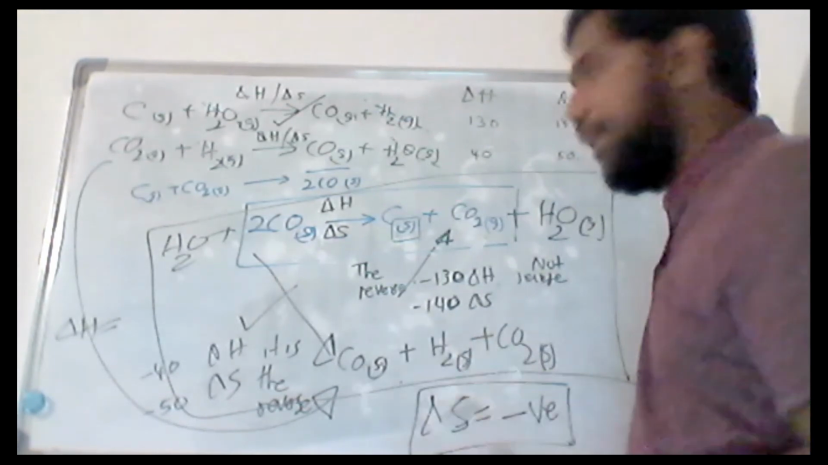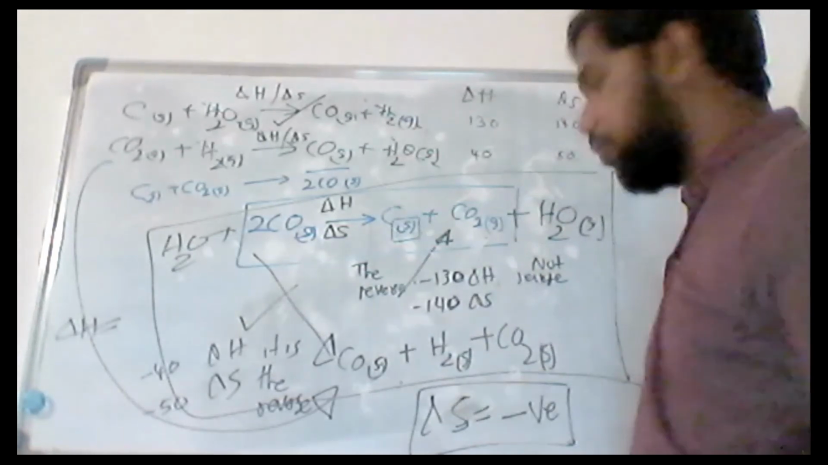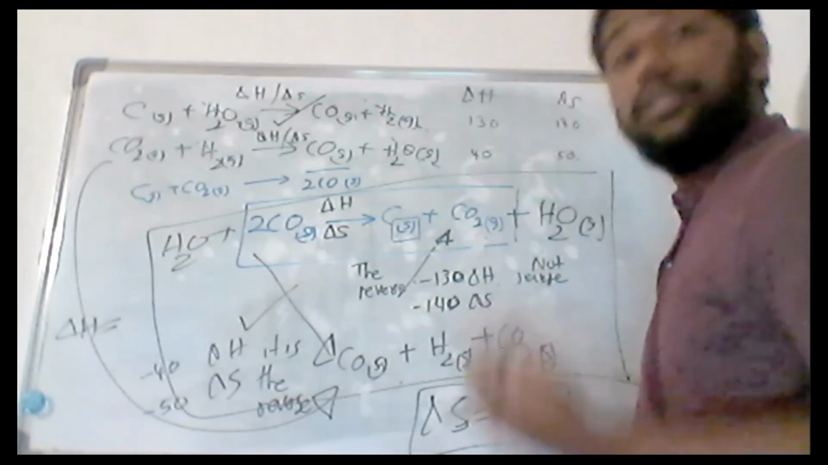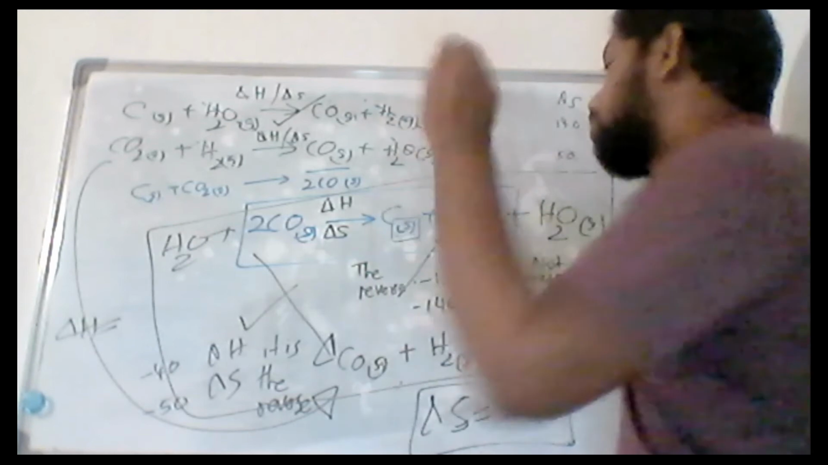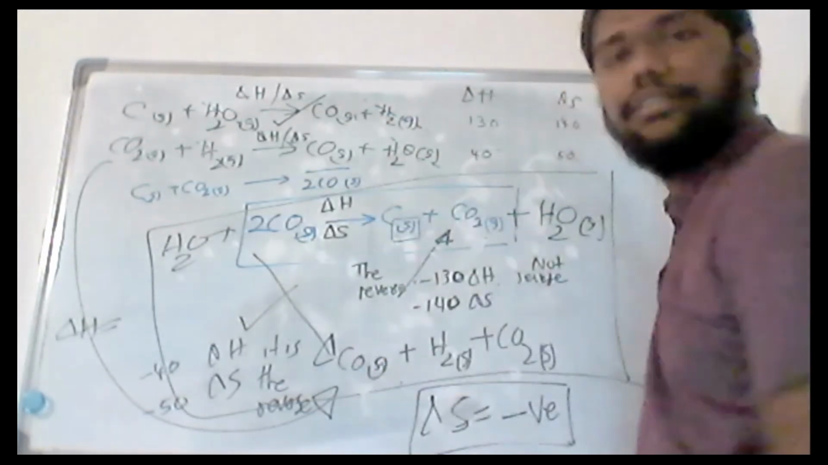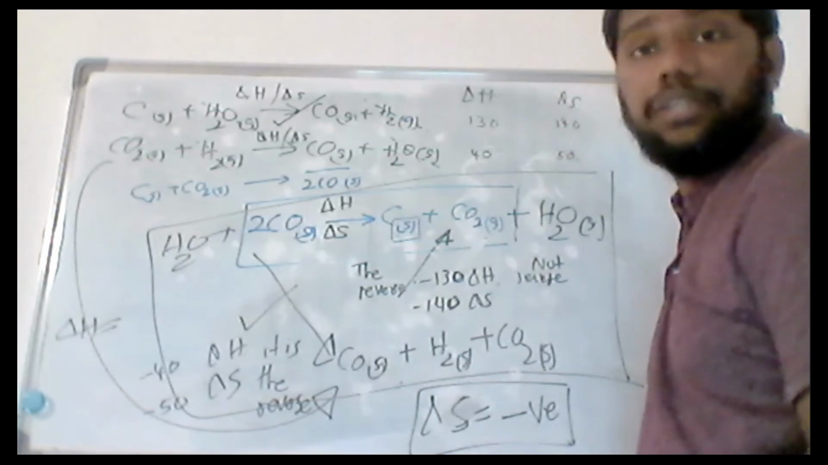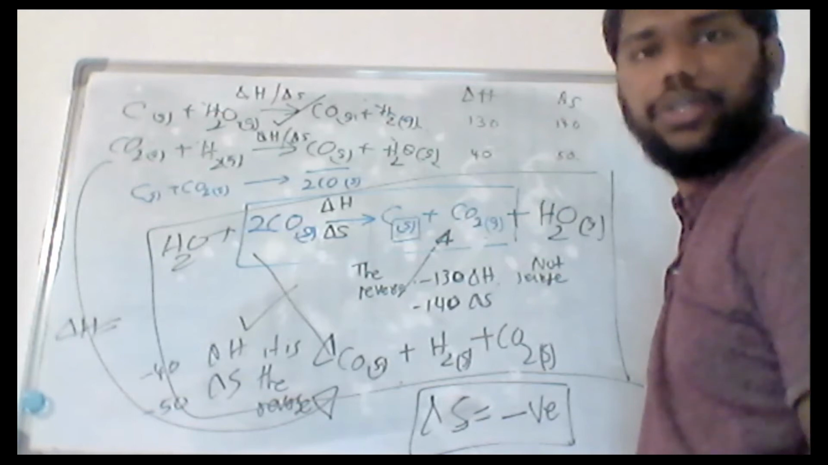Which gives you the idea the entropy should be negative. So when you get entropy as a negative value, you can mention it is in agreement with the reaction taking place, because a solid product is formed from gaseous reactant, which gives you the idea the entropy is reduced. That's the idea that you need to understand. Okay.